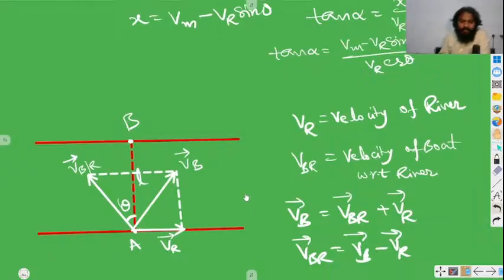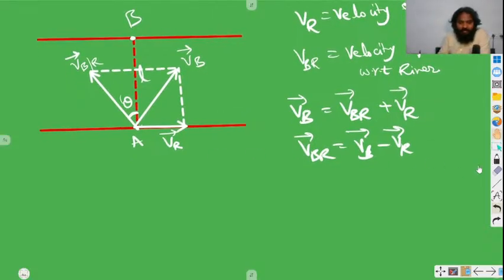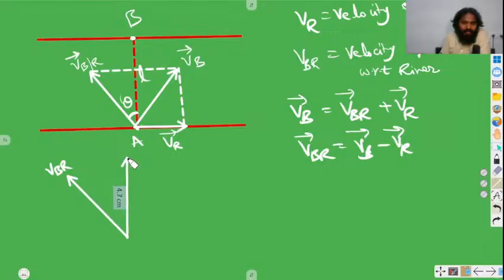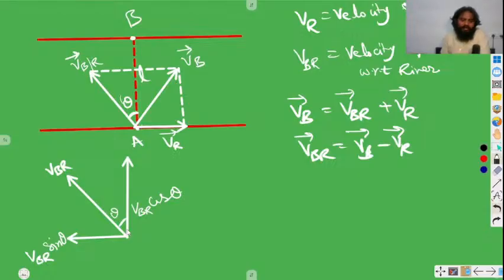So now here you should remember that in the river boat problems, what is VB here? I'll draw it, you check once. From here to here, this is VBR, the velocity of the boat with respect to river, and this velocity can be split into two components. One is along the horizontal direction of the river, and one more is in this direction. Here it is making angle theta. This is called VBR cos theta, and this is called VBR sin theta. Clear? VBR cos theta, VBR sin theta here.